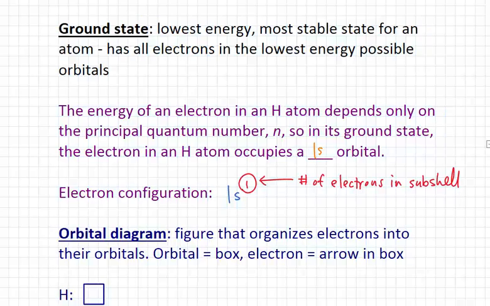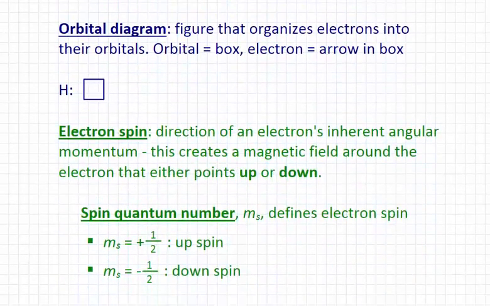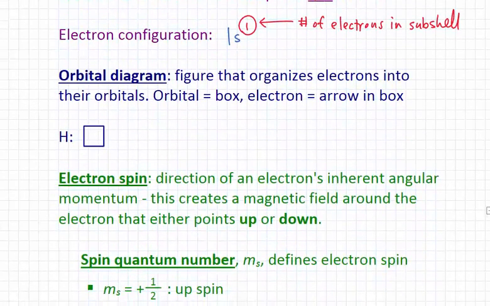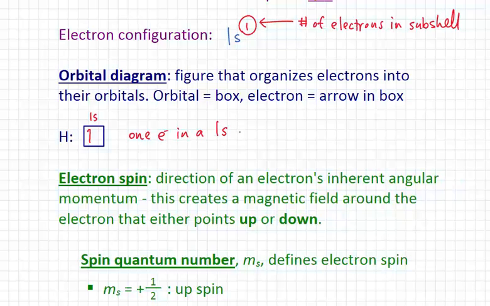And an orbital diagram is just a figure that organizes electrons in their orbitals. We're going to draw a box to represent an orbital, and an arrow in that box is an electron. So that one electron in the 1s orbital will be just an up arrow, and draw an arrow with just one little spike on the side, like that. Okay? That is one electron in a 1s orbital.